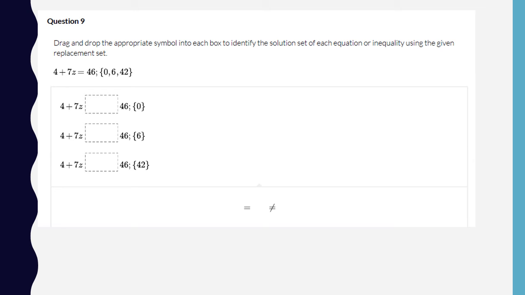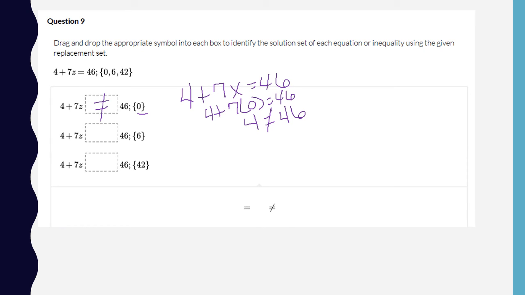Okay, this one we're going to do the same thing. We're going to plug in those values. So 4 plus 7x equals 46. The first value it wants us to plug in is 0. So 4 plus 7 times 0 equals 46. 7 times 0 is 0. So 4 plus 0 is just 4. That's not equal, so I'm going to put a not equal sign there.